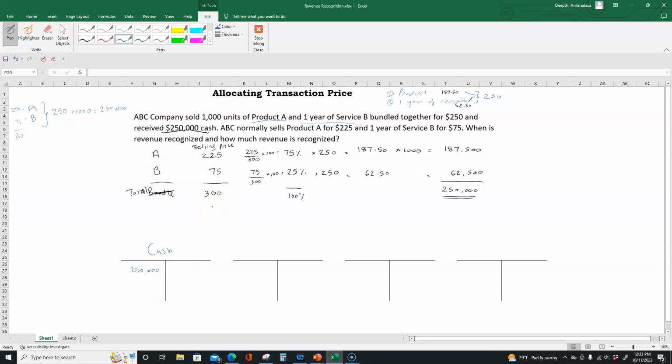Product A is one performance obligation. Service B is the second performance obligation. A was delivered immediately to the customer. The company has no more duty remaining towards product A because that was delivered. We have done our part. We can recognize the revenue. So in our revenue account, we're going to recognize the amount of revenue for product A, $187,500.